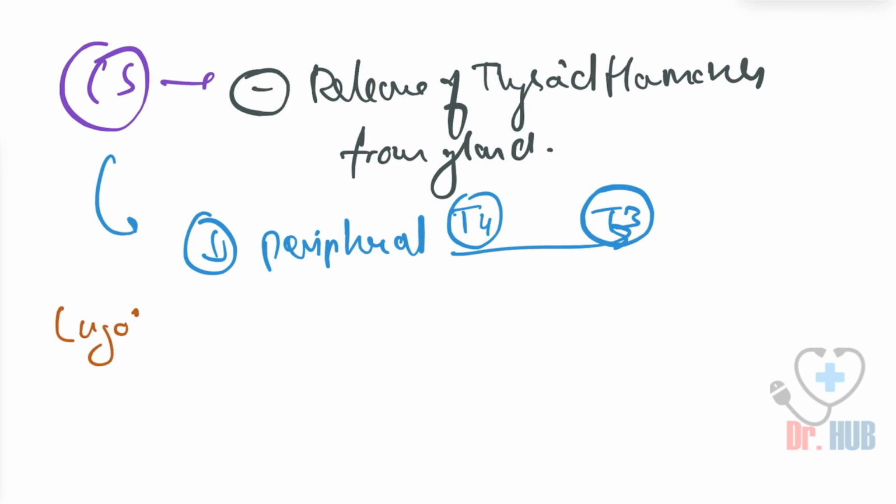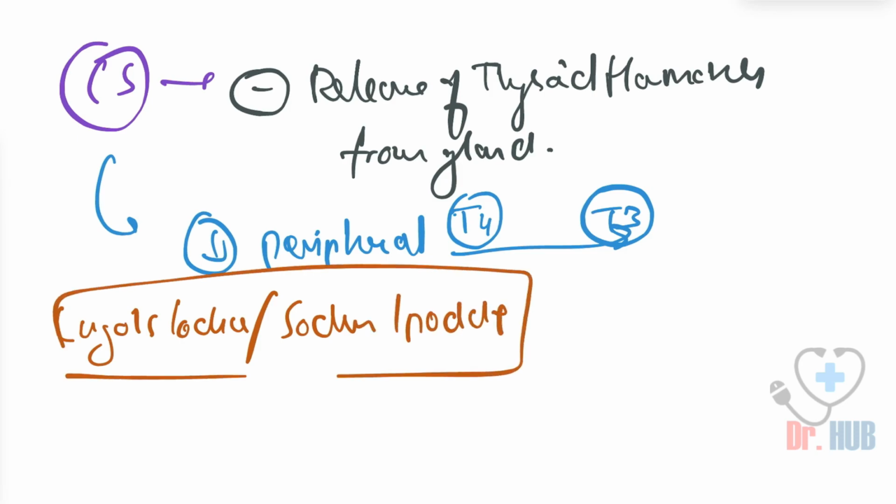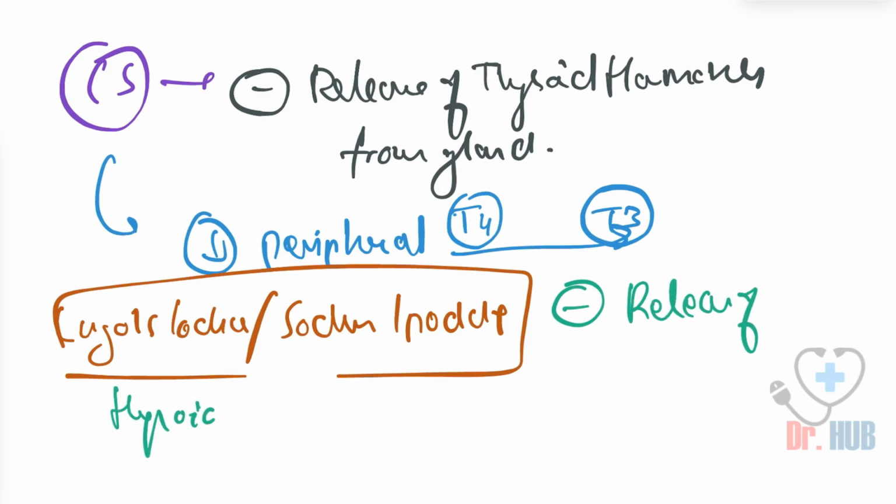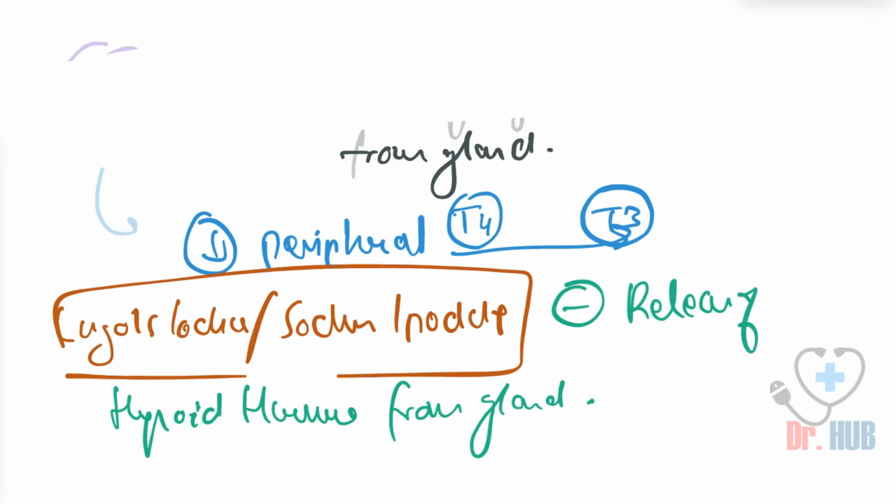Then we look at Lugol's iodine, or the sodium iodate. They inhibit the release of the thyroid hormone from the gland. So this was about Lugol's iodine and the sodium iodate.